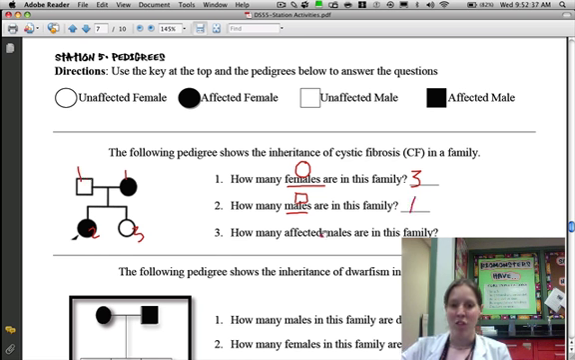Now the next question says how many affected males are in this family. So now I'm looking for only the squares that are shaded in. Well, if I look over at my pedigree, I don't see any squares that are shaded in. So the answer to this question is going to be 0. There are no males who are affected.